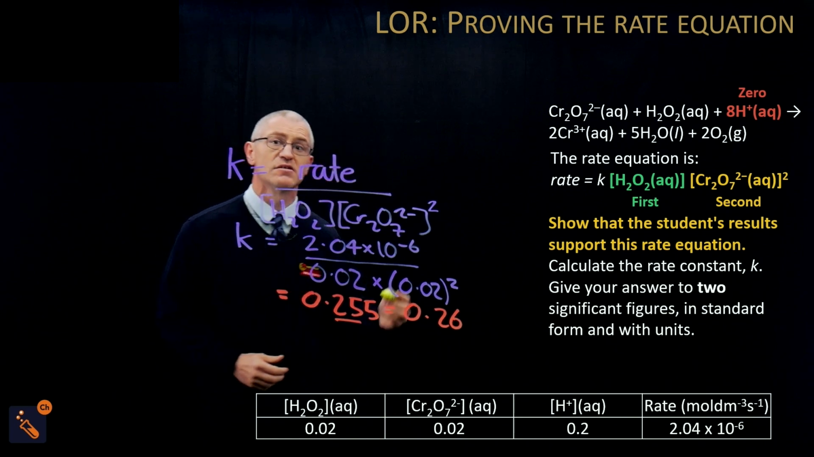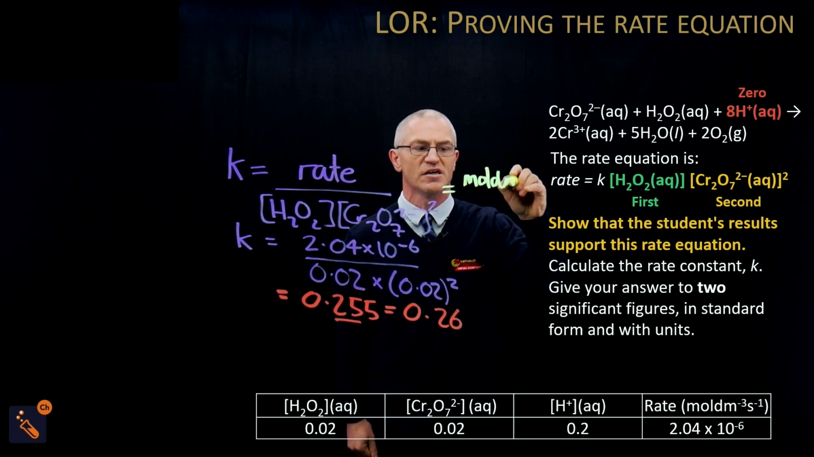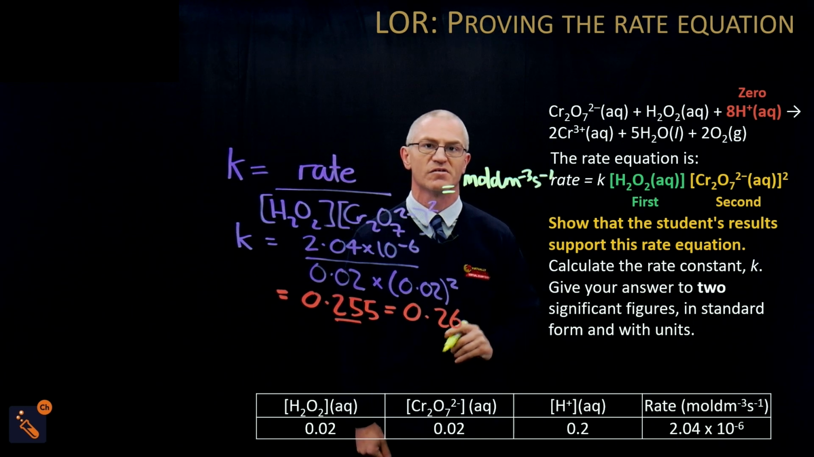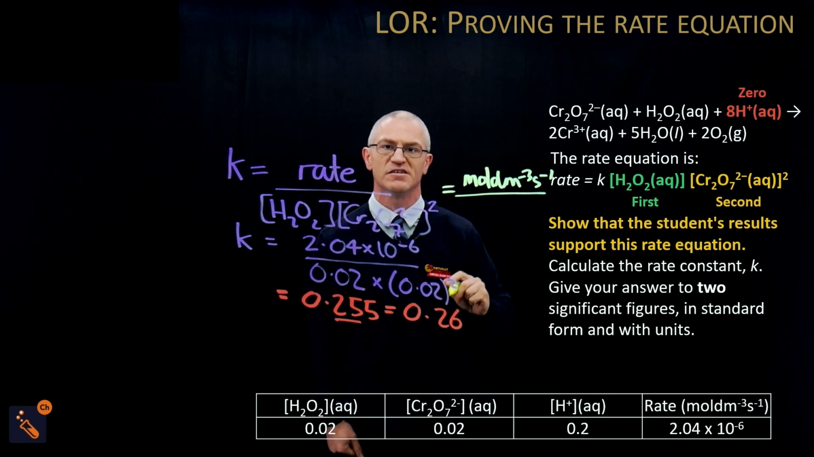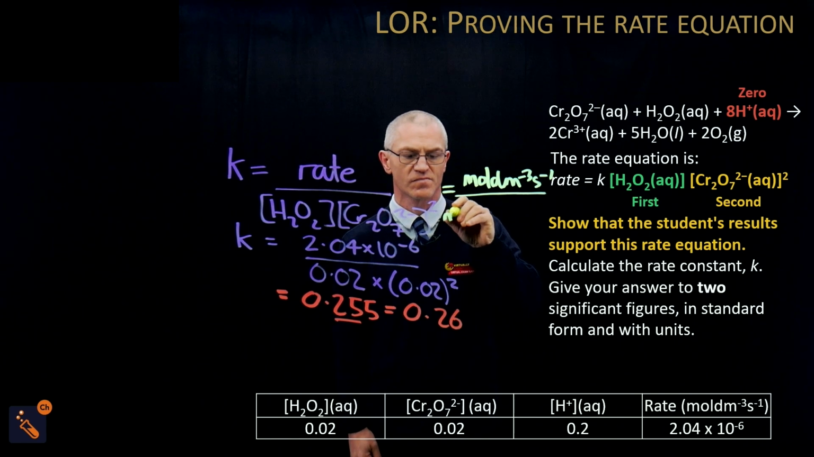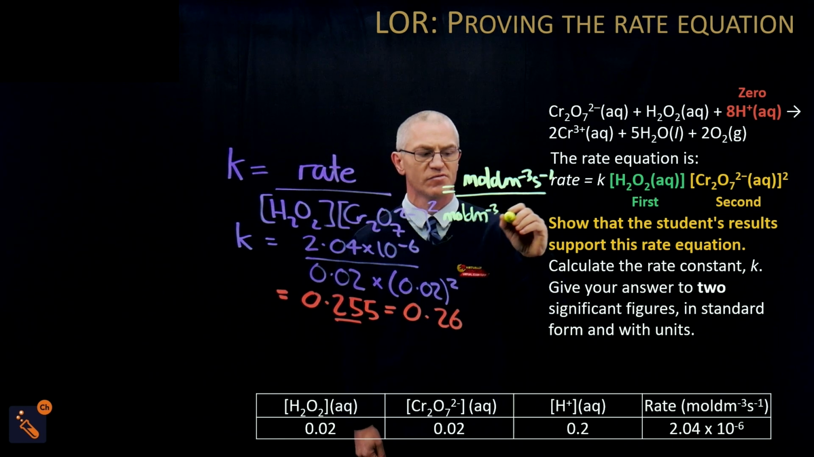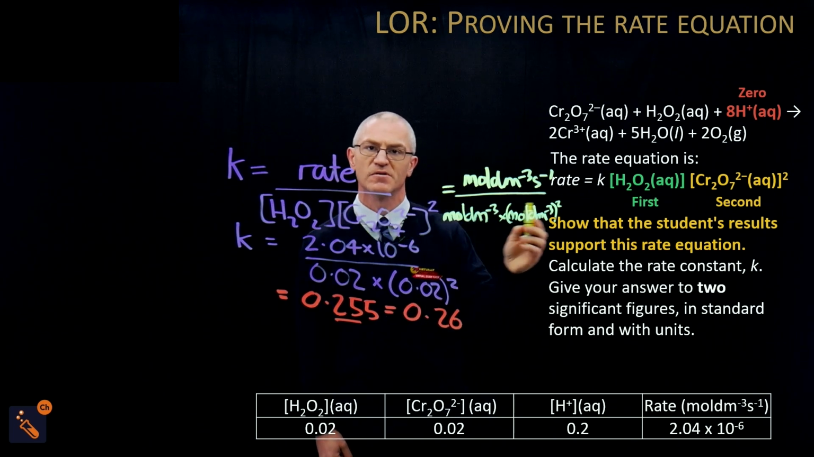So the units, we go over here, and then we start saying, what are our units on this? Well, our rate's units are moles dm cubed seconds minus 1. Okay, so moles dm cubed seconds minus 1. And then let's try and fit this in here. And then we've got moles dm cubed there. Okay, so moles dm cubed. And then we've also got times moles dm cubed. Okay, but that's squared. Okay, so that's squared.